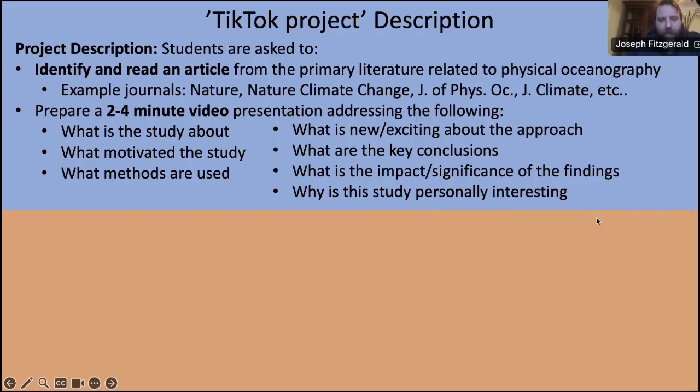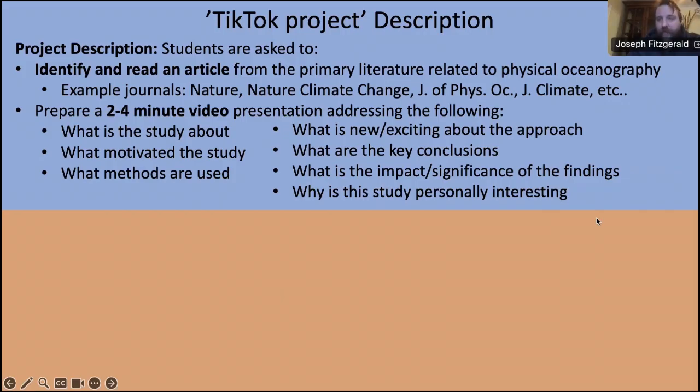So it was based on a single journal article. And what they want to do is prepare a video that's supposed to be between 2 and 4 minutes, keeping into that short form TikTok, YouTube shorts kind of range, that addresses 7 key questions that I give them explicitly. And so these questions are: what is the study about? So what's the general topic? What's the motivation? So what's the reason why the authors chose to do that work?